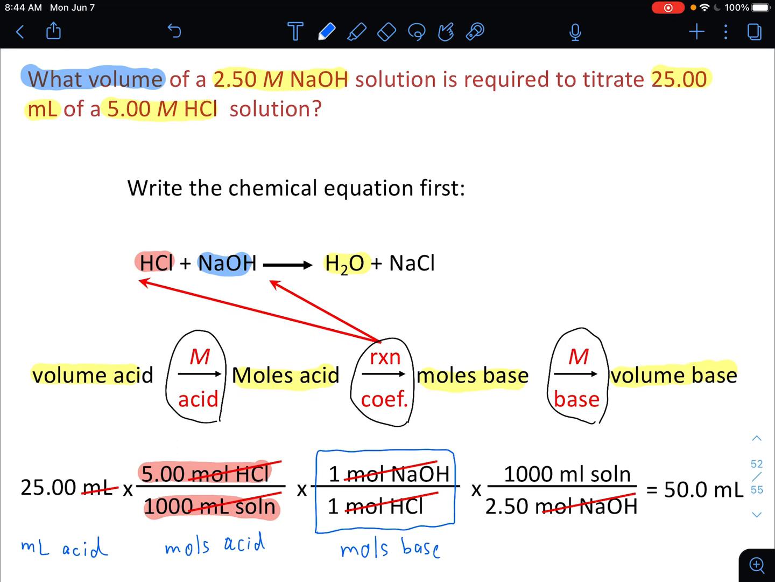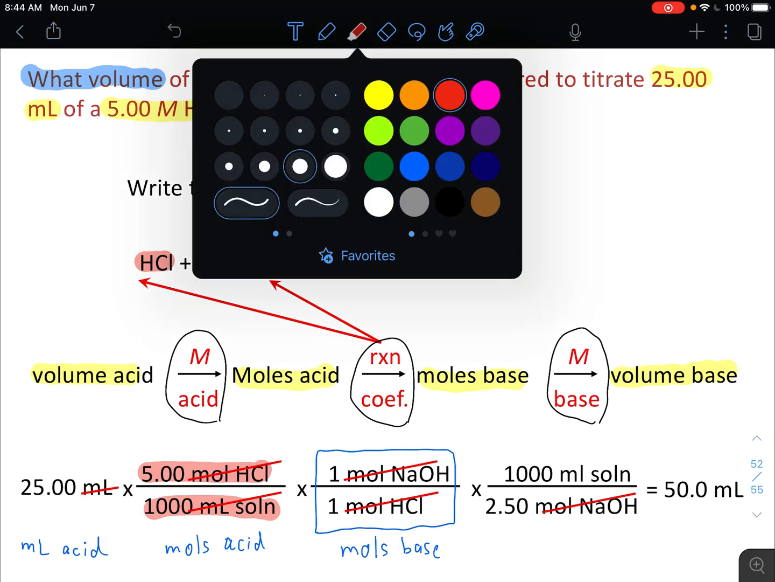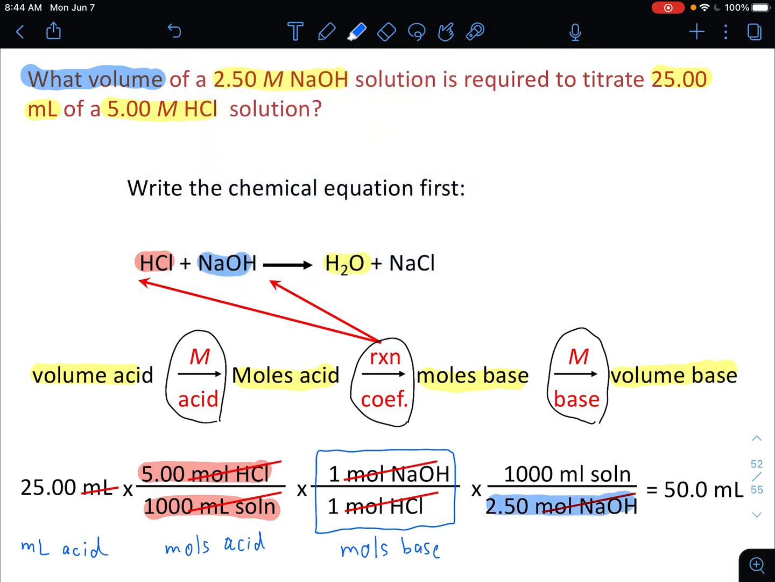And then the last step, I want to go to milliliters of base. So now you can see it's the molarity of the base, but it's upside down, right? Because now I want to get out of moles and go into milliliters. So I need milliliters in the denominator. So that's milliliters of base. When I do all of that multiplication, it tells me I need 50 milliliters of base to neutralize, so titrate slash neutralize, 25 milliliters of 5 molar hydrochloric acid. So that's what we end up figuring out here.